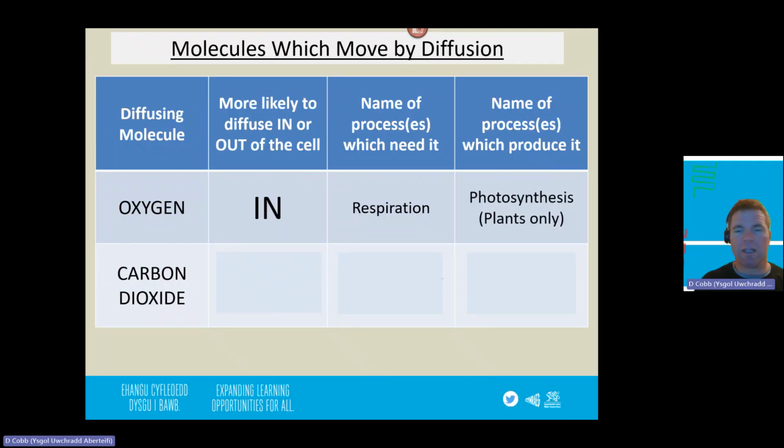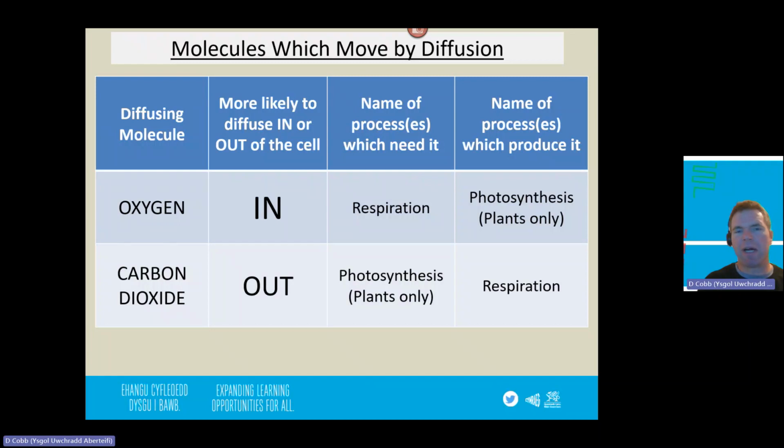So this last one, name the process which produces it, is photosynthesis, but it's plants only. So really, respiration is a better focus point because it happens in all organisms. And it's just going to be the opposite now for carbon dioxide. A name of a process which needs carbon dioxide is photosynthesis, and the process that produces it is respiration.